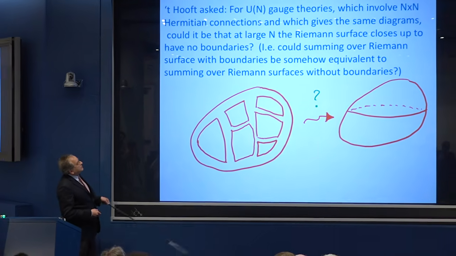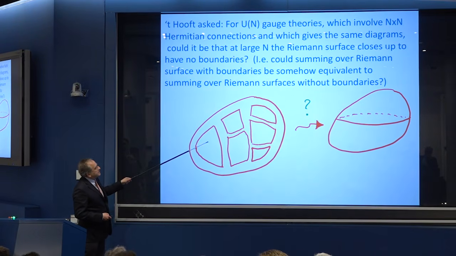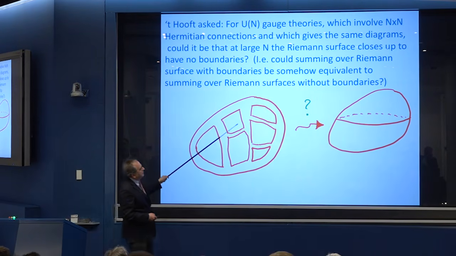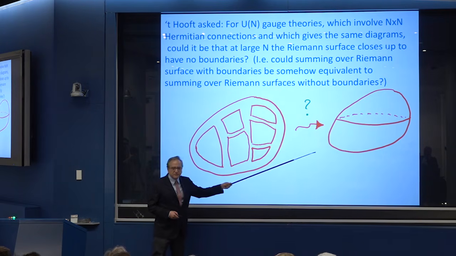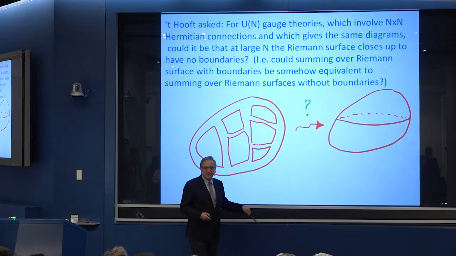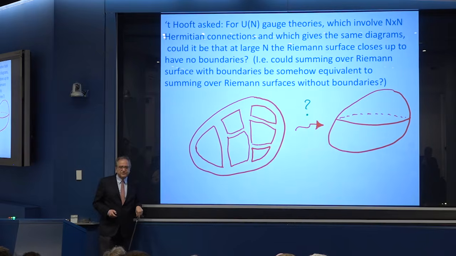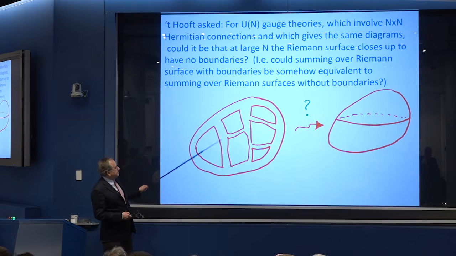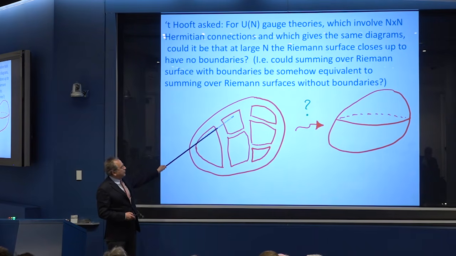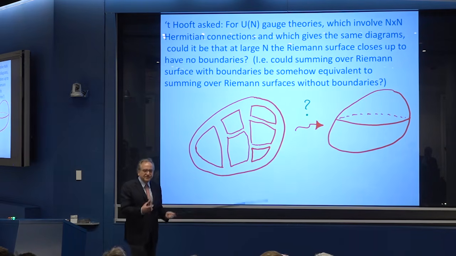So 't Hooft asked, for these U(n) gauge theories which involve n by n objects, is there any sense in which this can somehow get rid of the holes? So this was his question. Can you somehow get rid of these boundaries in these diagrams in some way? Now this might sound like a random question from a math viewpoint. Why would you want to get rid of it? It's already there. Well, for the physics, the motivation was that for him, these were the quark-antiquark pairs. And he was thinking about strong dynamics in these theories, and they bind each other.